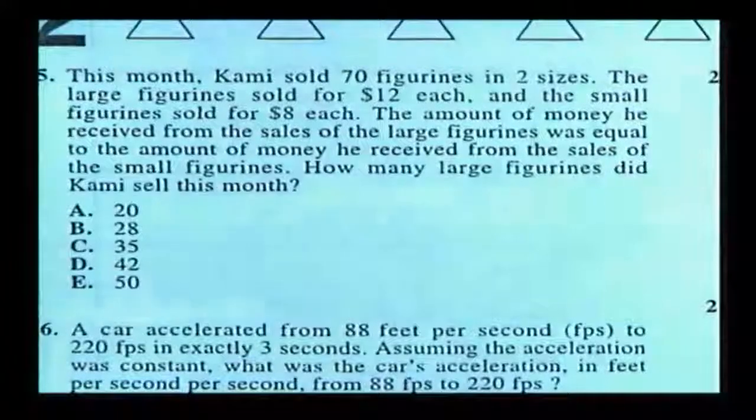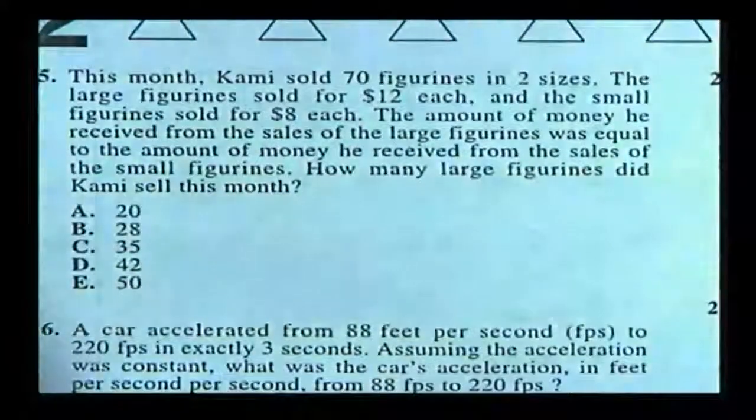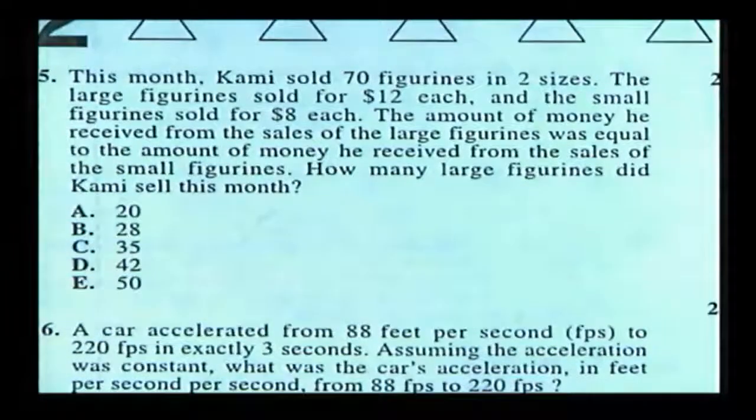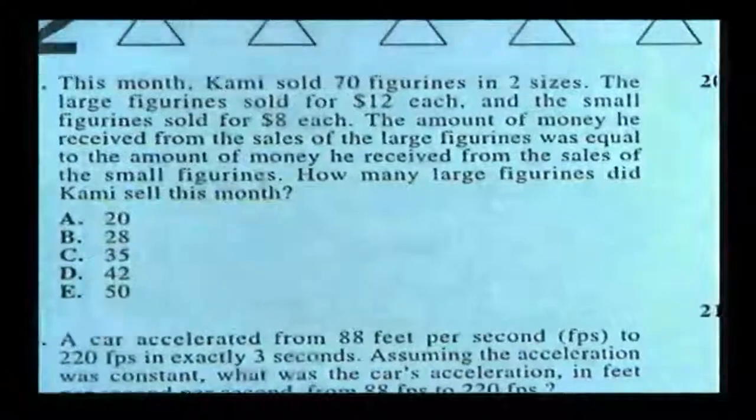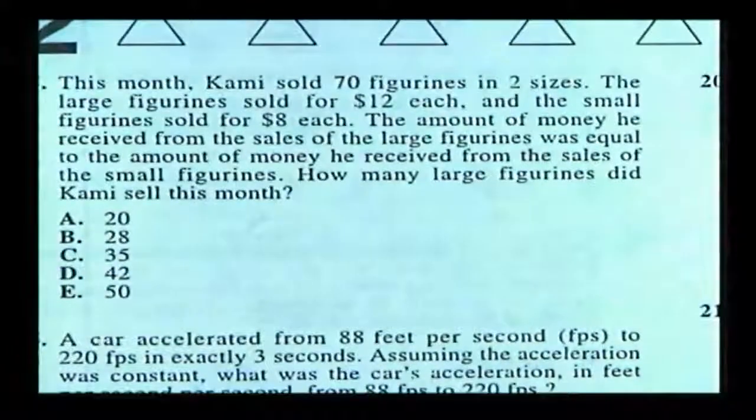This month, Cami sold 70 figurines in two sizes. The large figurines sold for $12 each, and the small figurines sold for $8 each. The amount of money he received from the sales of the large figurines was equal to the amount of money he received from the sales of the small figurines. How many large figurines did Cami sell this month?